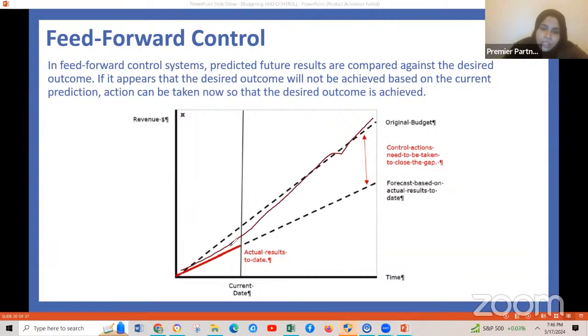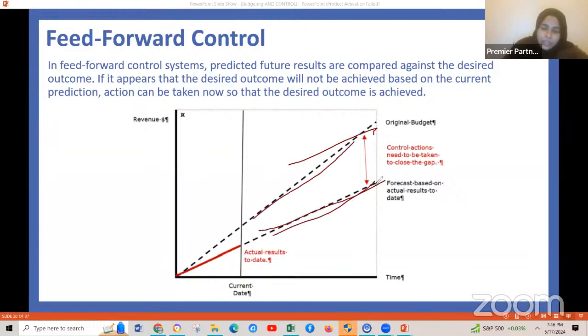This is what I want my performance to be, but this is what it's going to be. So therefore, I will have to take control action to bring my performance up. So if I understand the difference between, okay, if I continue doing this, where will I reach and where do I want to reach? This is where you want to reach and this is where you are reaching.